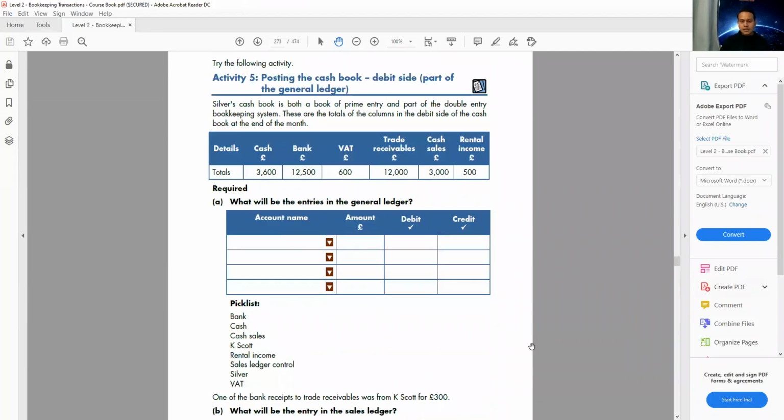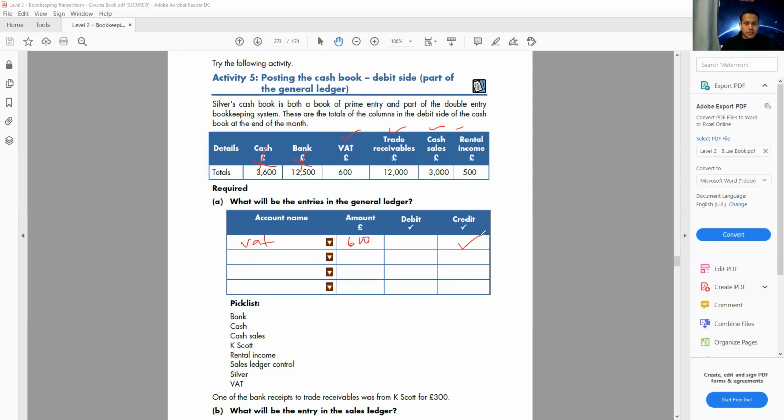Okay, let's do that. We're not going to consider cash and bank this time. We only consider all of this. Let's do this one together. VAT, cash book debit side. VAT is 600. Debit or credit? Credit, because it's a liability. Very well done, Sadia. Very well done, Sharon. Yes, it is our liability.